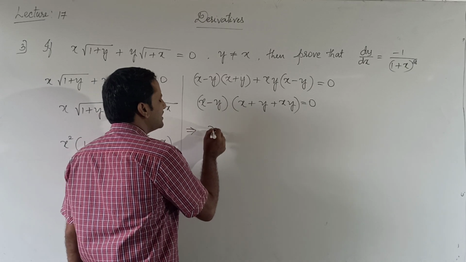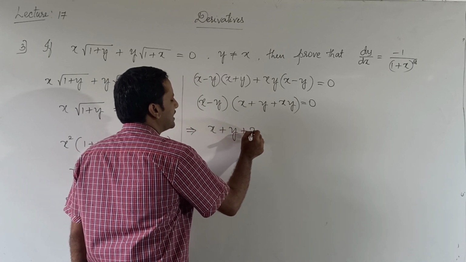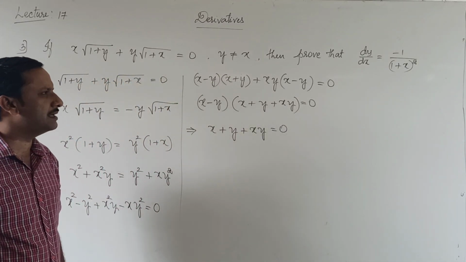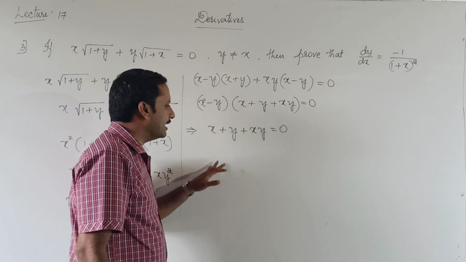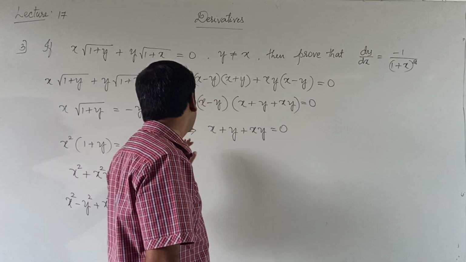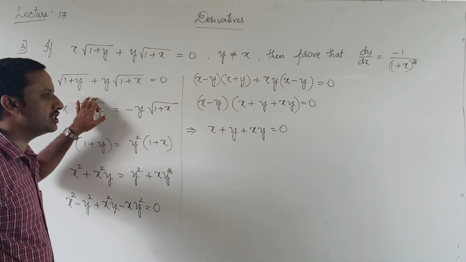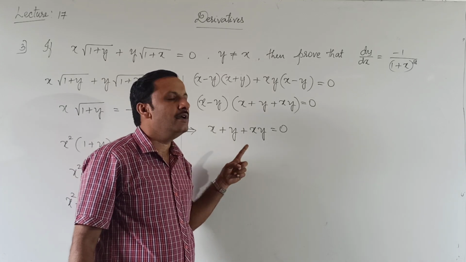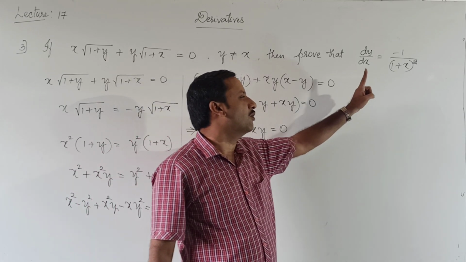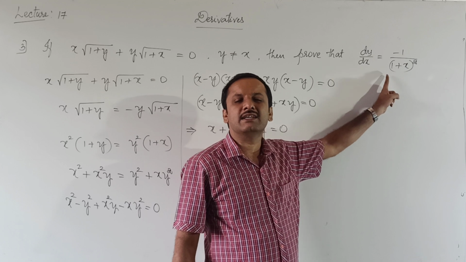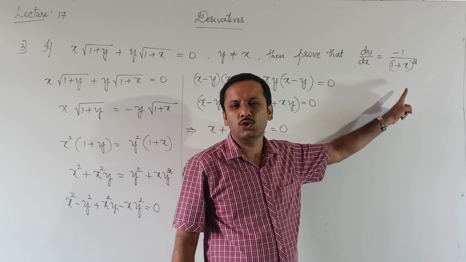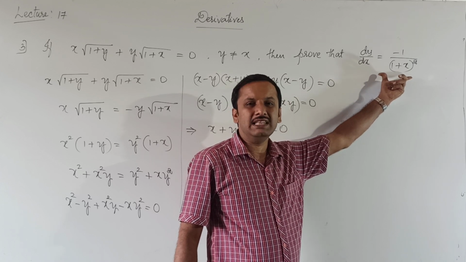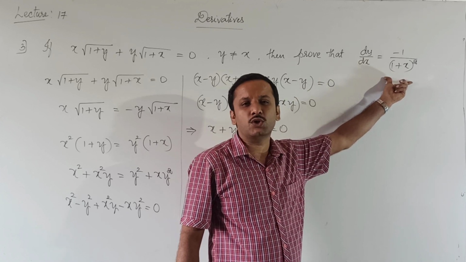So that implies x plus y plus xy is equal to 0. Now, differentiating this is much easier when compared to differentiating the original. Here also I shall not directly differentiate it, because see what we want to prove. We want to prove that dy by dx is equal to minus 1 by 1 plus x whole square. So here dy by dx is in terms of x only.